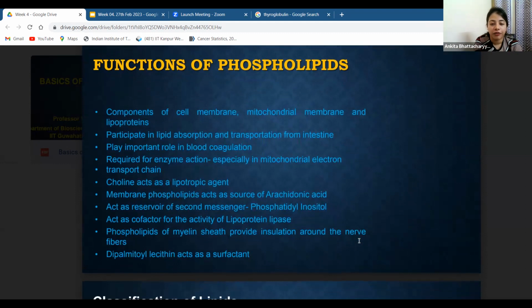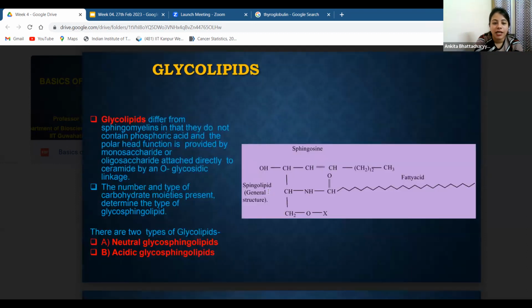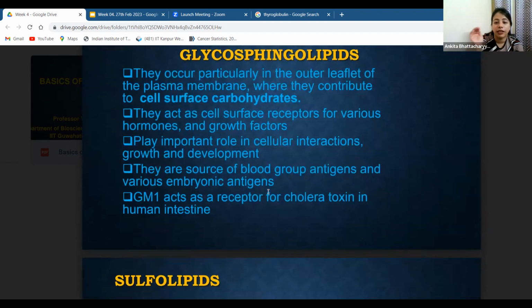These are very diverse groups of functions, and each of these functions is actually important. One of them is also part of the assignment, but I'm not going through each and every one of them. Coming to the next part, which is glycolipids: they differ from sphingomyelins because they do not contain phosphoric acid, and the polar head group function is provided by monosaccharides or oligosaccharides. The carbohydrate moieties that are present are also capable of determining the type of the glycosphingolipids. They can be neutral or acidic. Majorly, they are found in the outer leaflet, where they contribute to cell surface carbohydrates.